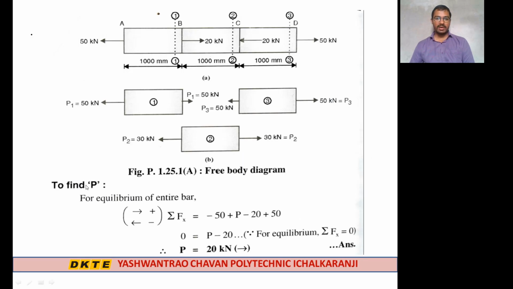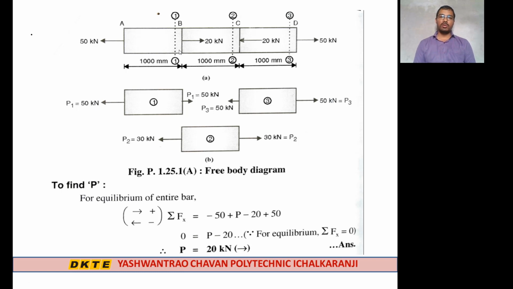Now, to find the value of P for equilibrium of the entire bar, ΣFx is equal to 0. Fx is equal to minus 50 towards left, minus 20 towards left. This is the value of P towards right, positive, and this is also P towards right. 50 and 50 get cancelled because plus and minus, and P is equal to 20 kilonewton towards right. Then the value of P is equal to 20 kilonewton.